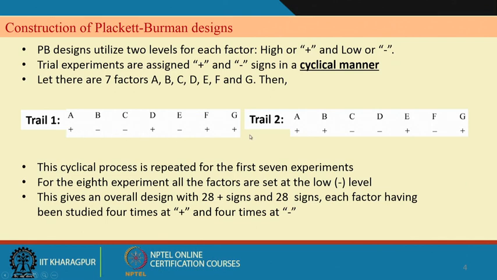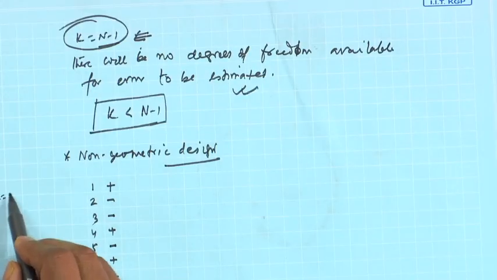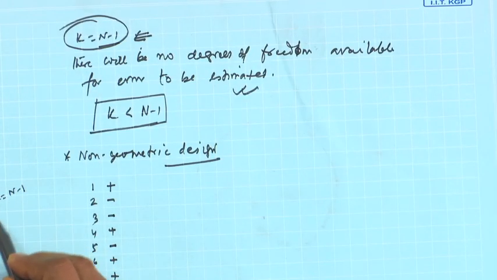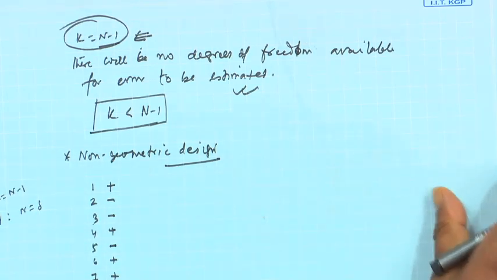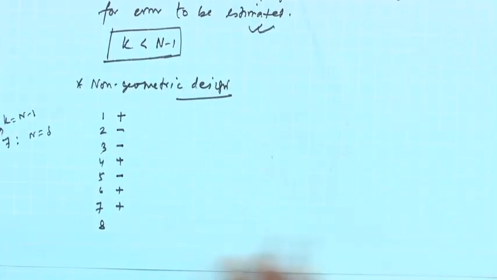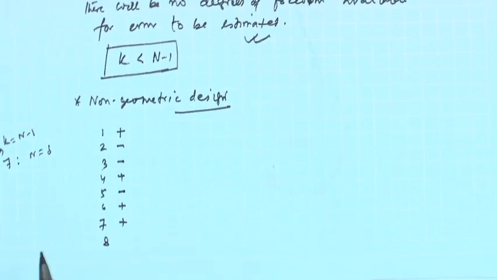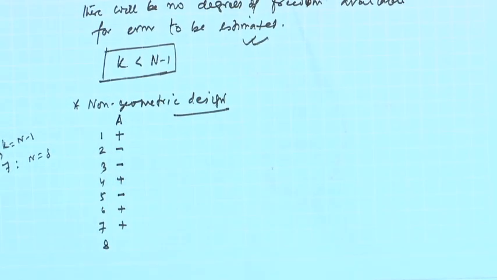So, what do you mean? You have started with first a plus, then minus minus, then plus, then minus, then plus and plus. So, 1, 2, 3, 4, 5, 6, 7. It is k equal to n minus 1, where k equal to 7. So, obviously, n will be 8. So, there will be one more row.